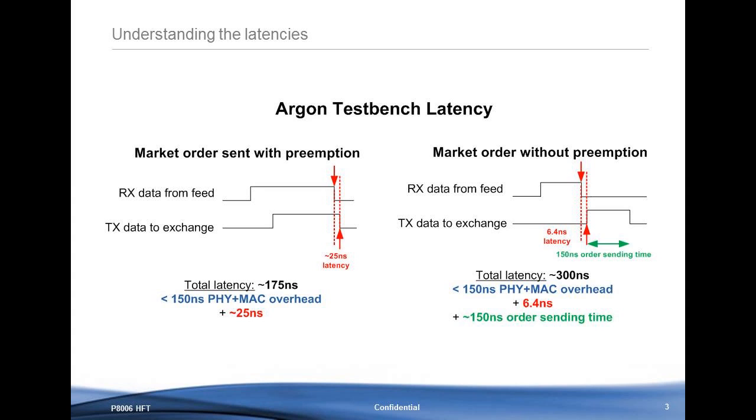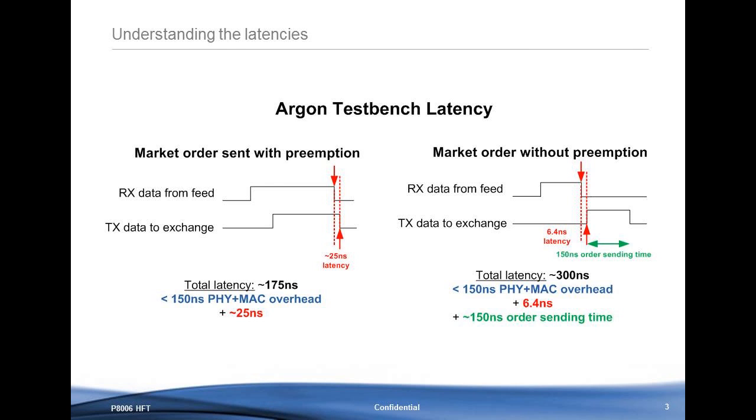The latency from the end of packet of a critical FIX message to its corresponding market order response is roughly 170 nanoseconds. This includes the PHY and MAC round-trip latency overhead of 150 nanoseconds. When preemption is disabled, the gap between the FIX message end of packet and the start of packet of the corresponding response is only 6.4 nanoseconds. But we then incur the full serialization delay of 150 nanoseconds to send the market order.